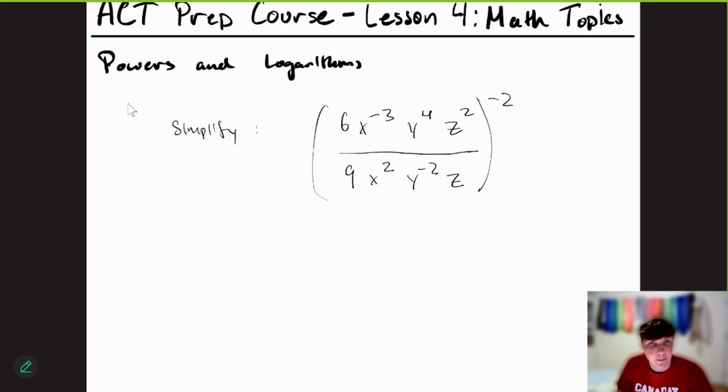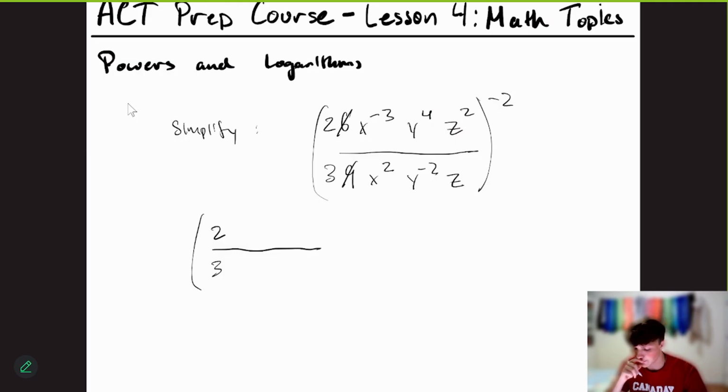So let's start with the whole numbers, 6 and 9. Can we simplify those? Yeah, sure. That simplifies to 2 and 3, right? So I've simplified, and we've already got, inside the parentheses, 2 in the numerator and 3 in the denominator, okay? Now, x to the negative 3 over x squared. How do we simplify that?